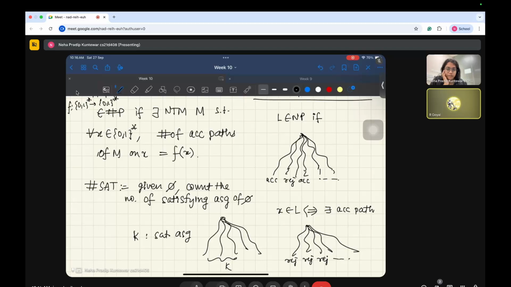Can we think of the co version of this sharp P, like we have coNP? What would be the interpretation of co-sharp P? Good, that is a good question.